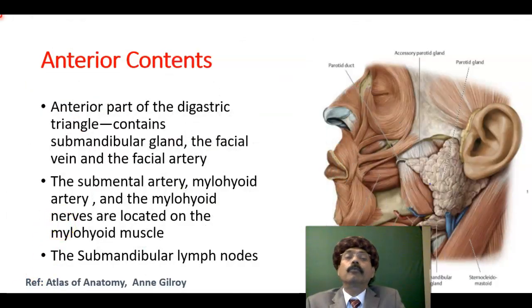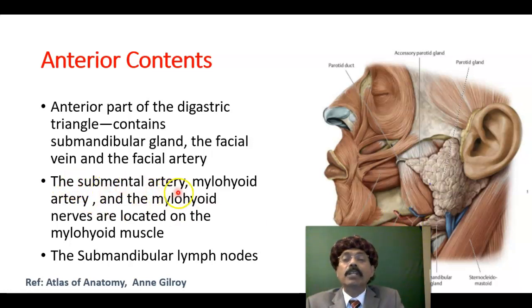Okay, so the contents of the digastric triangle. The anterior part of the digastric triangle contains the submandibular gland. This is the submandibular gland. The facial vein and facial artery. The facial artery is a branch of the external carotid artery, and we know that the facial vein will unite with the anterior division of the retromandibular vein to form the common facial vein that will open into the internal jugular vein.